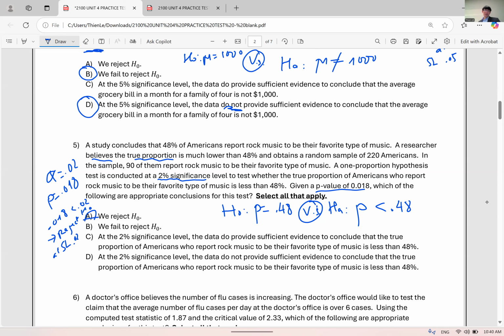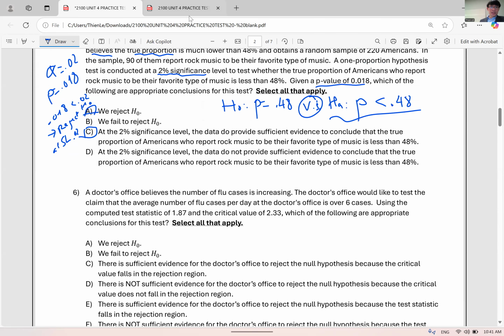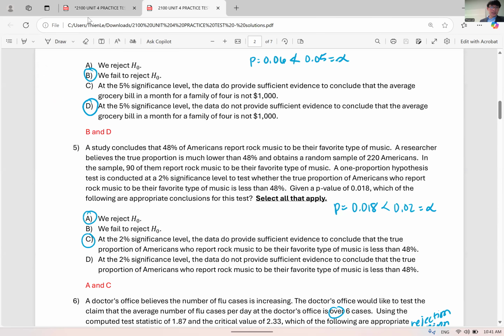B is wrong. Number C: at significance level 2%, the data do provide sufficient evidence to conclude the true proportion of Americans who report rock music to be their favorite is less than 48%. It's correct here because you do reject H naught, which means you support HA. So we have enough evidence from the data to reject H naught and support HA. So C here is correct. Good.